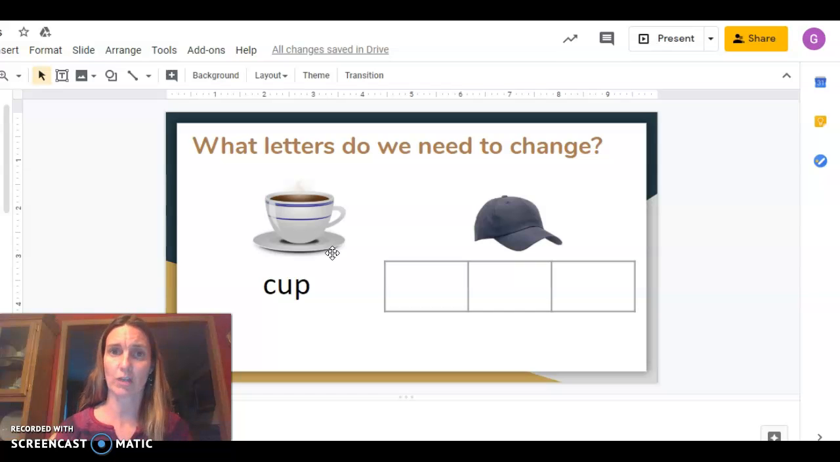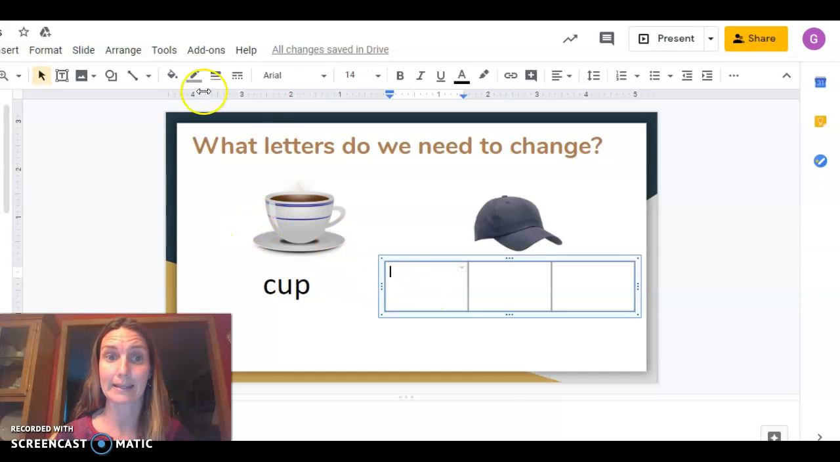Let's stretch out cap. Cap, k-a-p, cap. Where was the change you heard? At the beginning, in the middle, or at the end? It was in the middle, yes. So what do we need to change?